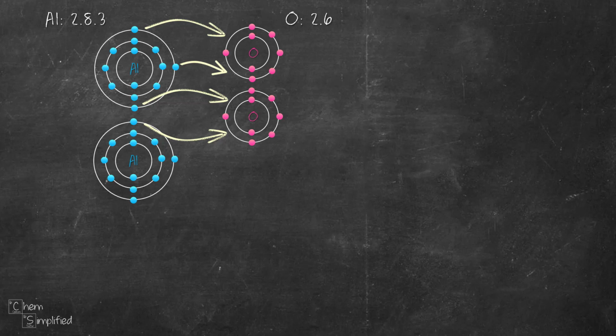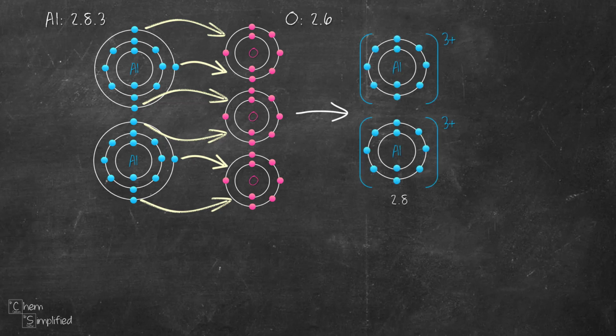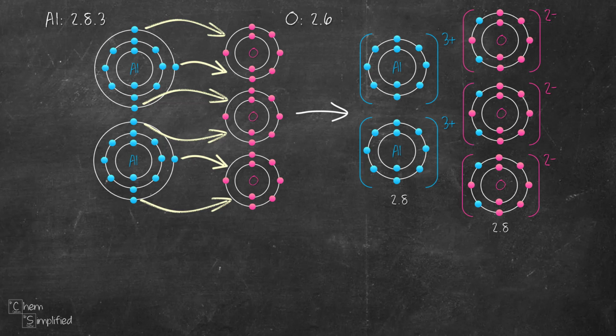Now the second oxygen is already octet, but aluminum still has 2 extra electrons that it needs to give away. So we're going to draw in 1 more oxygen and then we transfer the electrons. Now each of the aluminum has transferred 3 electrons to a total of 3 oxygens. That gives us Al3+ with 2.8 electron configuration. Since oxygen accepted 2 electrons each, they are now O2- with 2.8 electron configuration as well.